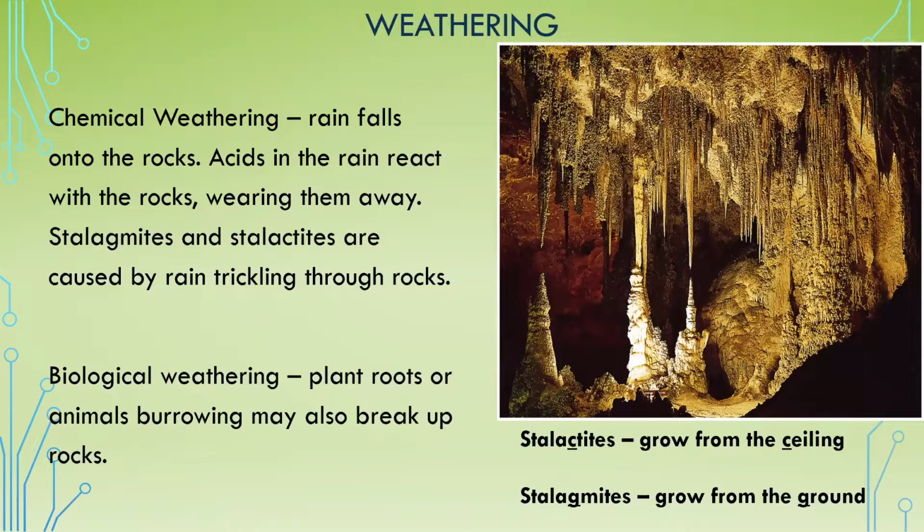Chemical weathering. Rain falls onto the rocks. Acid in the rain reacts with the rocks, wearing them away. Stalagmites and stalactites are caused by rain trickling through rocks. Stalactites are the ones that grow from the ceiling, and stalagmites grow from the ground. Have you ever wondered that? Biological weathering: plant roots or animals burrowing may also break up rocks.